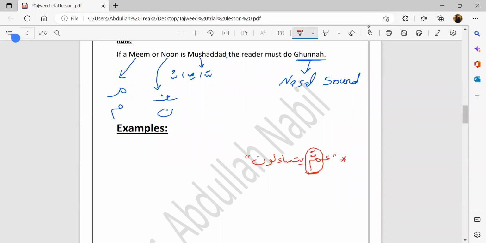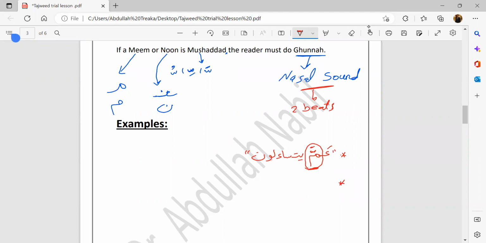So we said عما. The sound is getting out from your nose. So this is as a nasal sound. It's called غنة. This is two beats. Beats means حركة. Okay. حركة is عامة. This is one beat. Meme, we make it two beats. Okay. So we said عما يتساءلون.